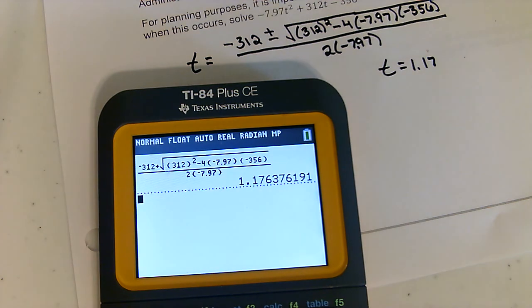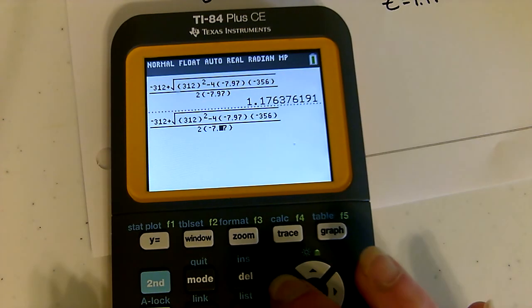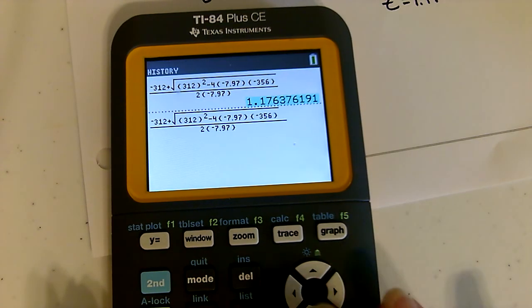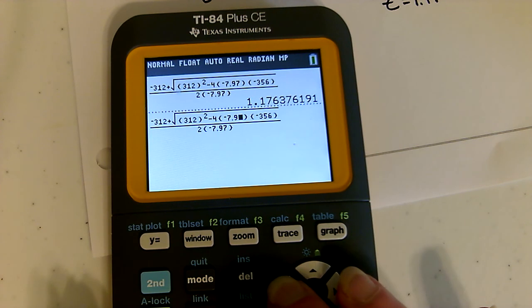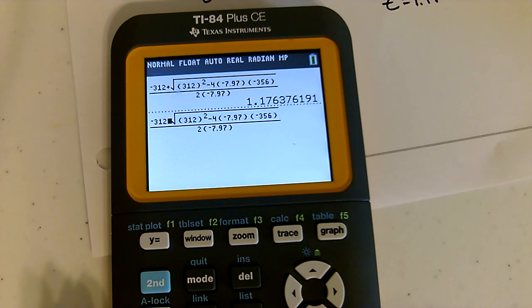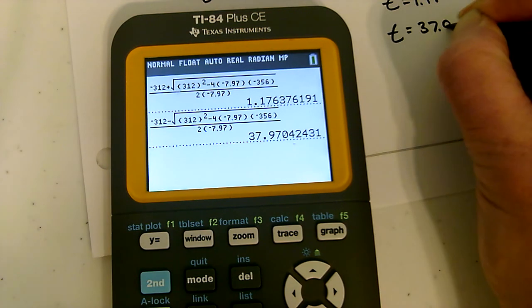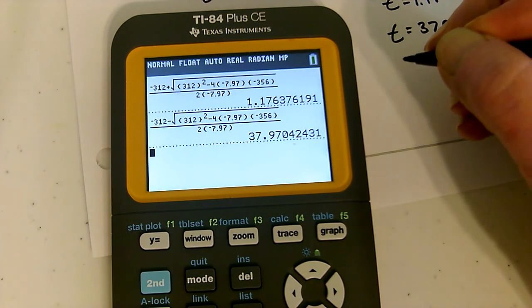But we're really interested in future balances. That's only like 1 year later. So we want to know when else will it happen. So I'm going to go and see what I get. So I up arrowed to the history, and you can copy paste and just, whoops, I went too far. Go arrow over, unless you really want to retype the whole thing, and replace that plus with a minus. And so the other time is 37.97, which makes much more sense.